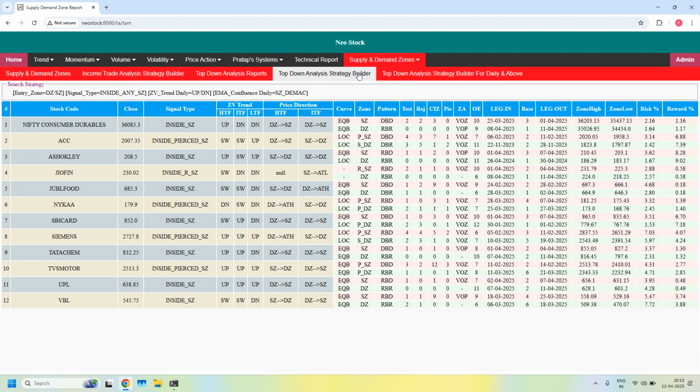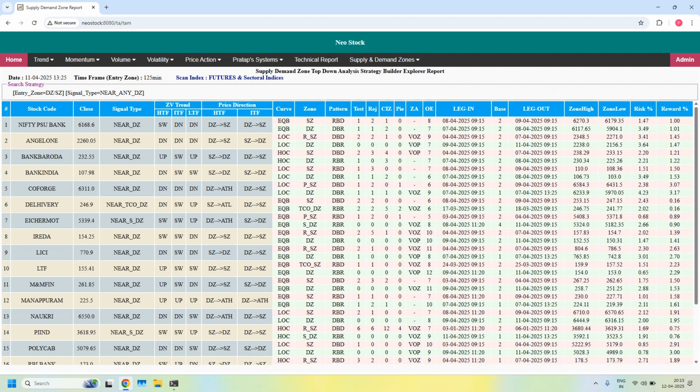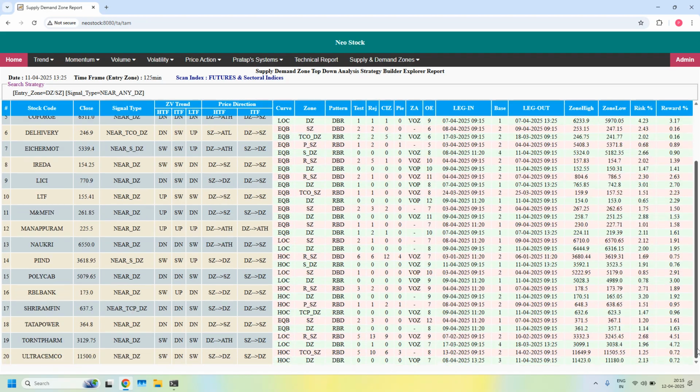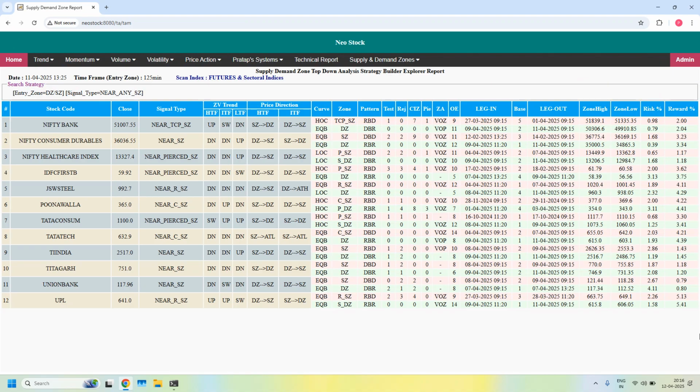The next time frame is 125 minutes. Stocks near 125 minutes demand zone. First 15 stocks in the list. Scrolling the list down. So total 20 stocks are filtered. Okay, next. Stocks near the 125 minute supply zone. We got 12 stocks.